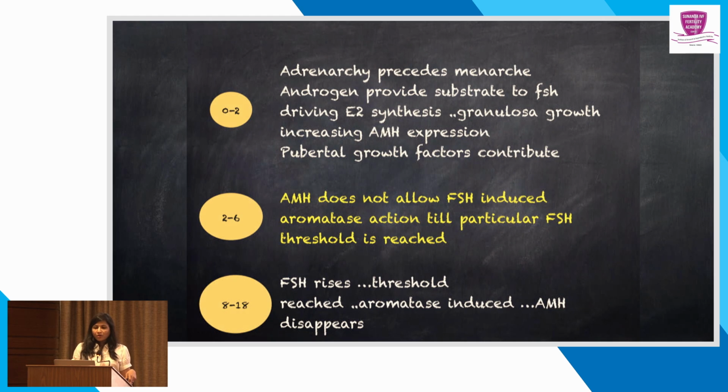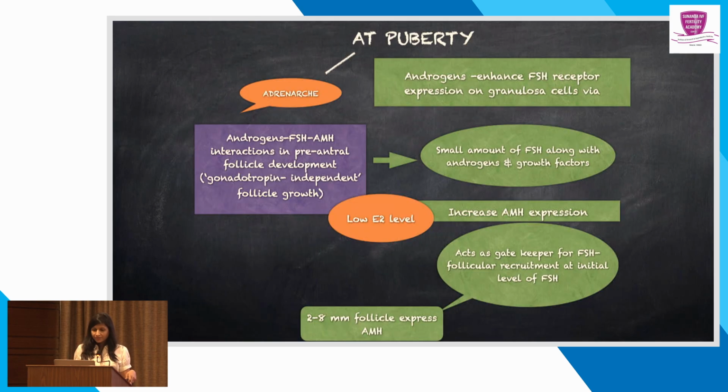Now, as we have already discussed, first is adrenarche and then is menarche. Why is it so? When we have adrenarche, there are certain amounts of androgens which are important for the follicles as a substrate. Now this androgen inside the ovary, there are follicles, and these follicles are getting exposed to the androgens because of the adrenarche.